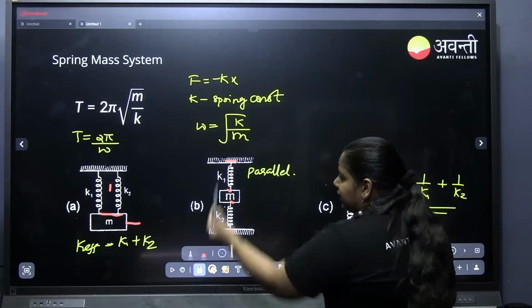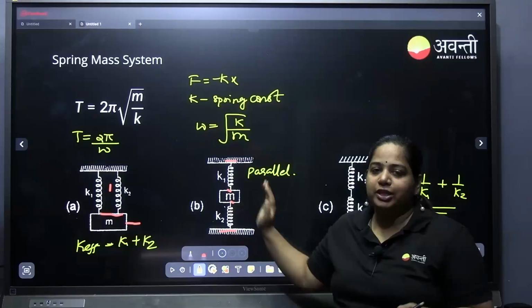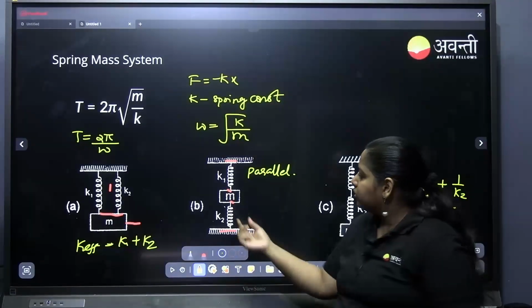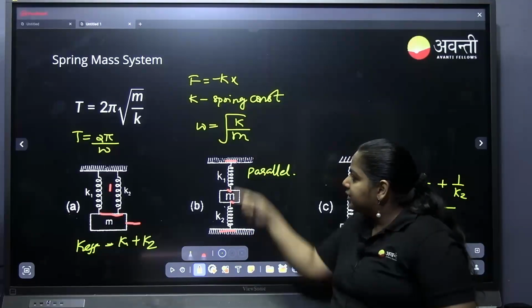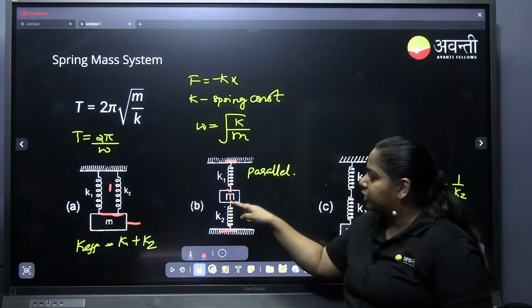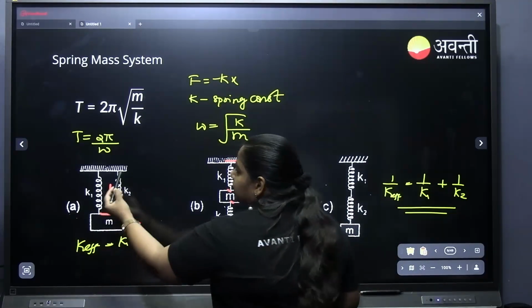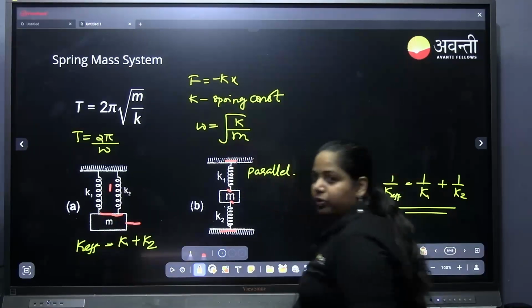Now this condition is different, and you should not get confused, that's why I explained this one. Both springs have one end connected to a fixed end and the other two ends connected to m. So you can see that here also two ends are connected to fixed and two connected to m.